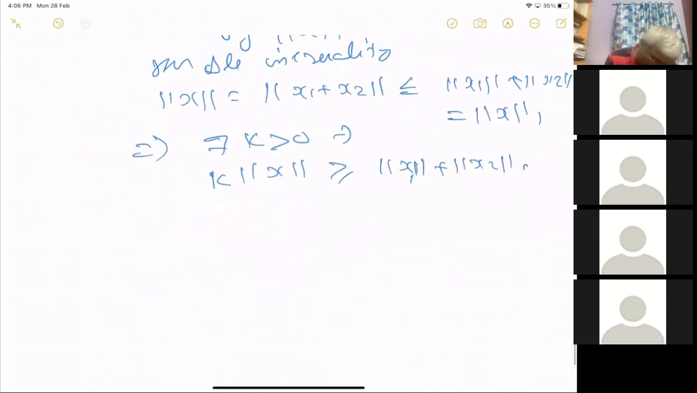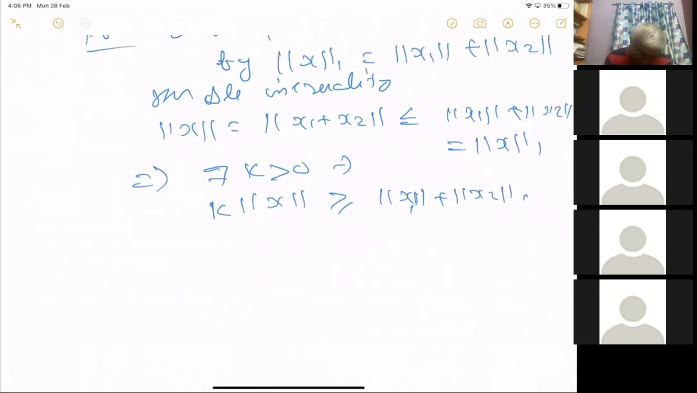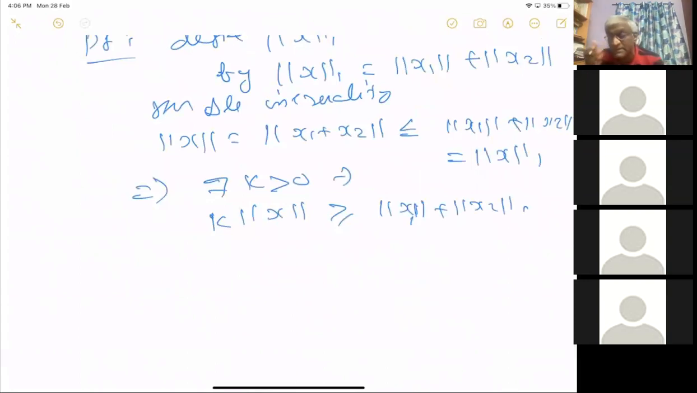So now we will see some application of the closed graph theorem. I don't remember any other immediate application of the open mapping theorem. Of course, the closed graph theorem itself is an application of the open mapping theorem. We use the open mapping theorem to prove the closed graph theorem. So let's see some applications of the closed graph theorem.